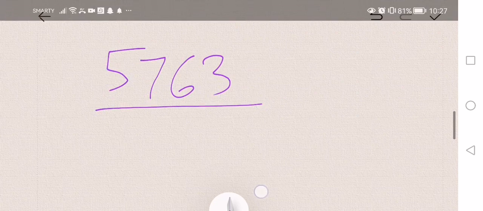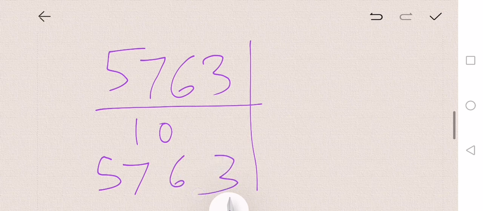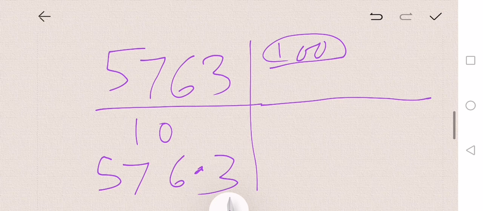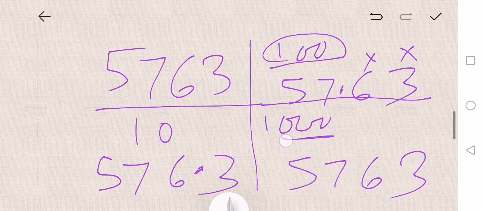Same thing, 5763. If I want to divide it by 10, what to do? 5763, and just put a dot in here. If I have to divide it by 100, what to do? So 5763, but two zeros, so 1, 2, just over here. If I need to divide it by 1000, same thing, 5763, then three zeros, ignore the three numbers, put a dot in here.